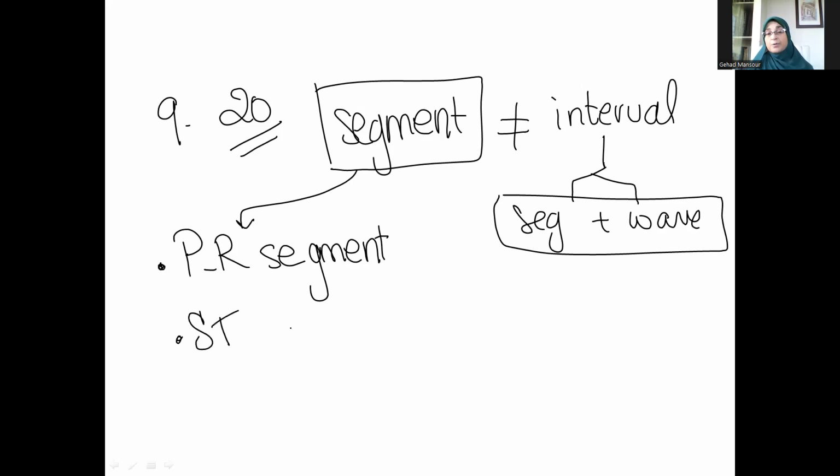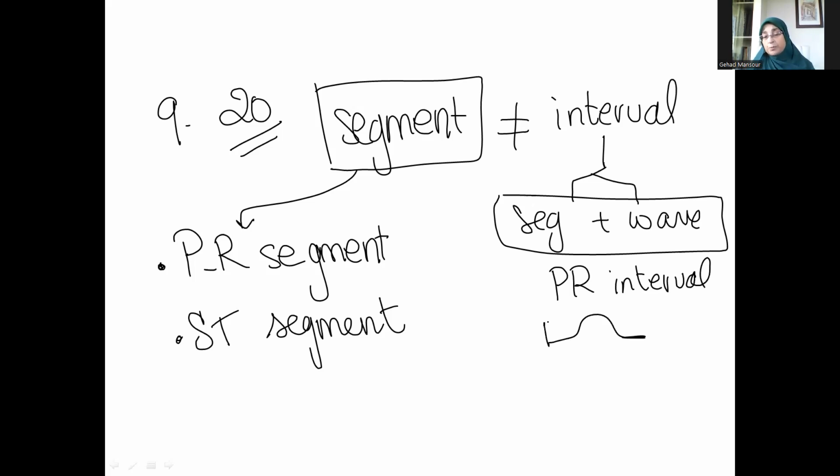You have the ST segment, that is from the end of the S wave to the beginning of the T wave, and it might be elevated in myocardial infarction or depressed in angina pectoris. You also have, for example, the PR interval, and the PR interval represents the P wave plus the PR segment. Sorry, it starts here. So it represents the spread of depolarization on the surface of the atrium plus the conduction along the AV node.